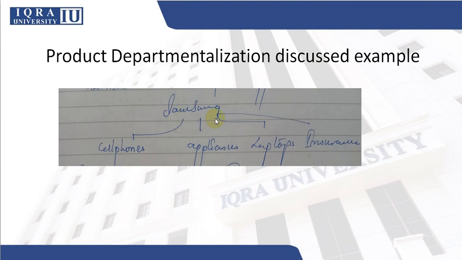For example, we have Samsung. This is the organization, and these are the departmentalizations of Samsung based on its products: cell phone category, appliances category, laptops for instance, and insurance. So this is how the company has departmentalized its units on the basis of the products it has. This is how product departmentalization takes place. I have explained this example so that you can understand what product departmentalization means in simpler terms.